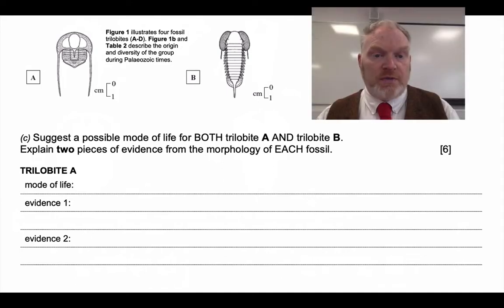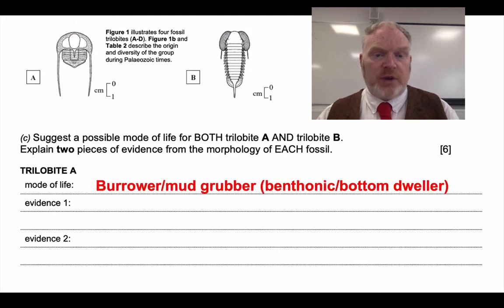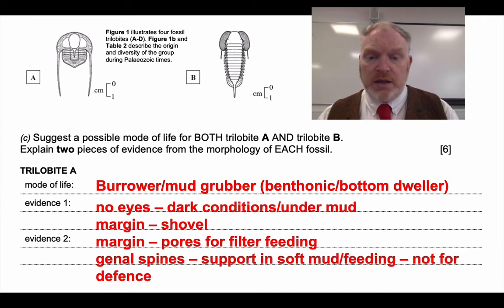You're then asked to suggest some modes of life for trilobite A and trilobite B with the evidence that we've got. For trilobite A, it's a trilobite called Trinucleus and is a burrower, or a bottom dweller maybe. But we pretty much interpret this as a burrower. Now there's quite a bit of evidence for this. It's blind. So it didn't need eyes, or must have lived in an environment without light, where eyes weren't an advantage.